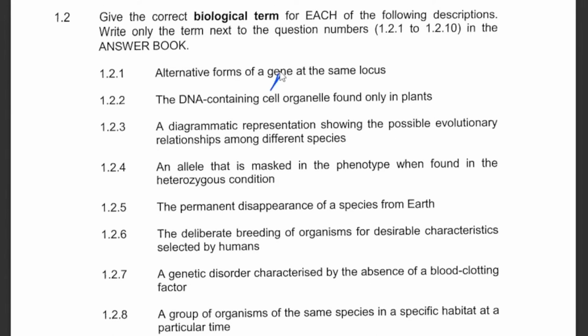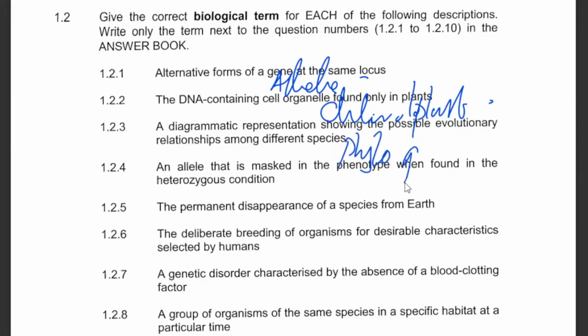Alternative form of a gene, we say this allele. DNA containing organelles found only in plants, chloroplast. They are saying the diagram representation showing the possible evolutionary relationship among the different species. We call it what? We call it phylogenetic tree.